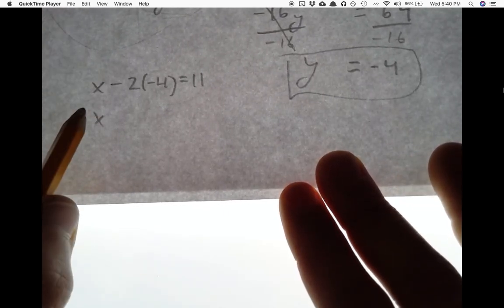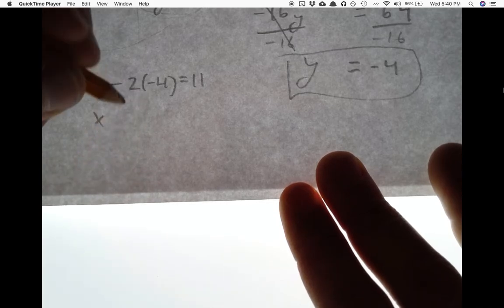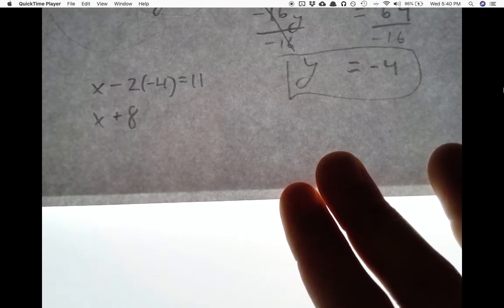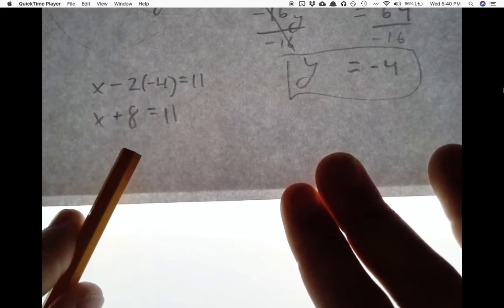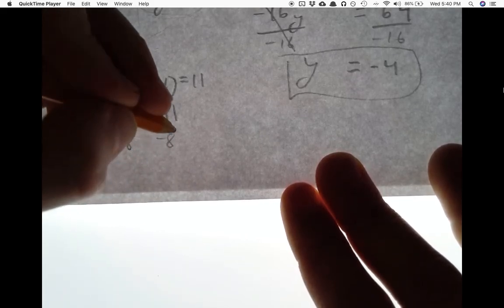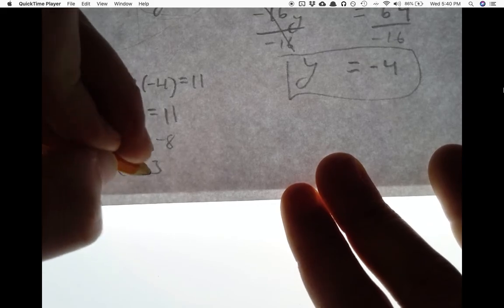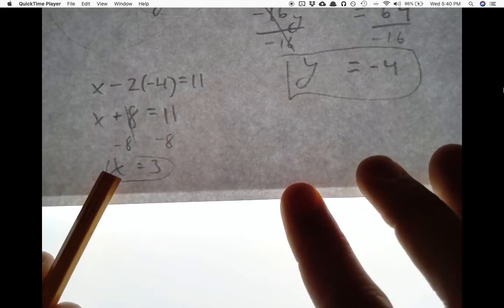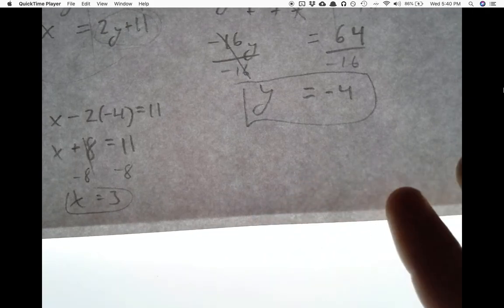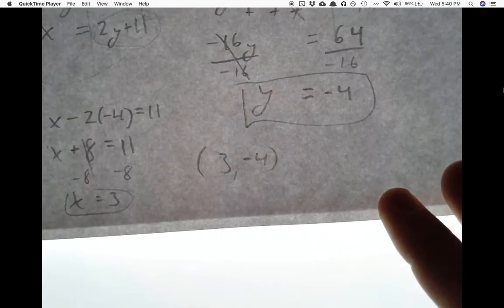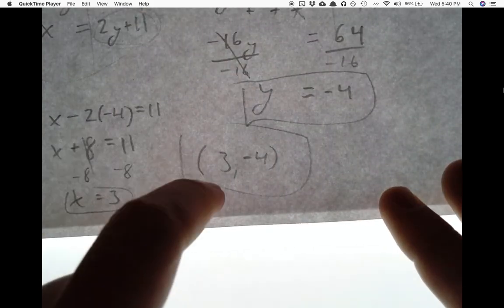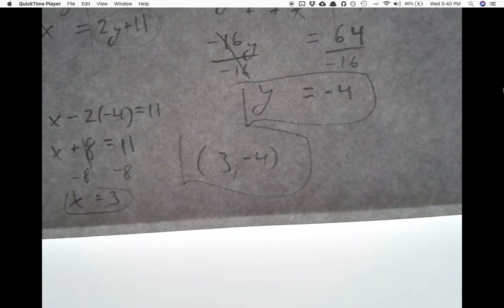X is, well, let's see, negative 2 times negative 4 is going to be a positive 8 equals 11. Finish solving here. Take away the 8 from both sides, minus 8, minus 8. X is going to be equal to 3. That's the second half of my answer. And so then my final answer here is 3, negative 4. And there it is. That is my solution.